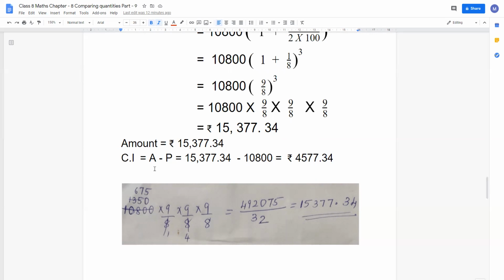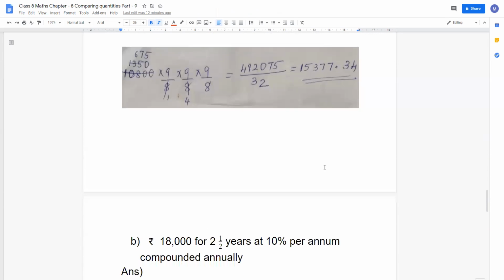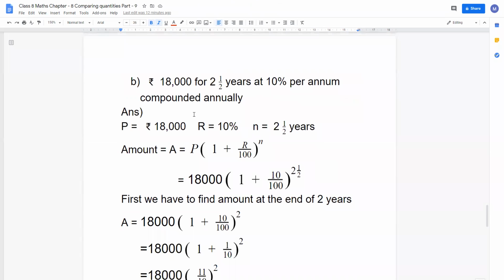Now we have to find compound interest. How will you find compound interest? Compound interest equal to amount minus principal. What is amount? 15,377.34 minus 10,800. So after subtracting, you will get 4577.34.